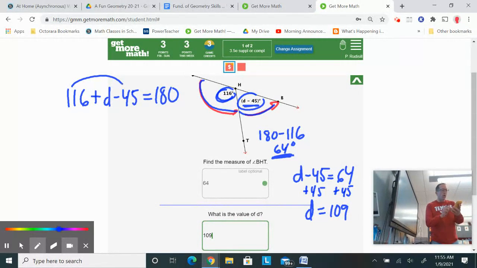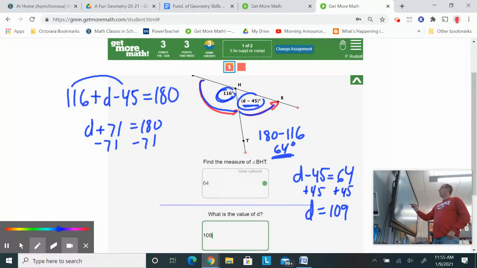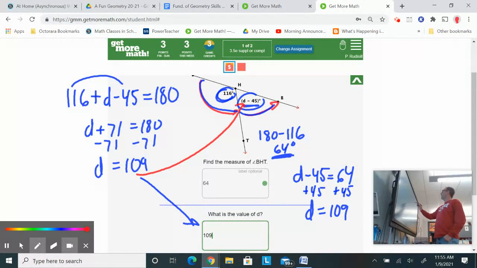116 minus 45, 71. So I get D plus a positive 71 equals 180. And I would subtract 71 on both sides. And 180 minus 71 is 109, which is the same answer I got here. Then you would take that 109 and substitute in here. And guess what 109 minus 45 would be? You got it, it's 64, which of course is that answer there. So there was two different ways you could have approached it. The first way or the second way.